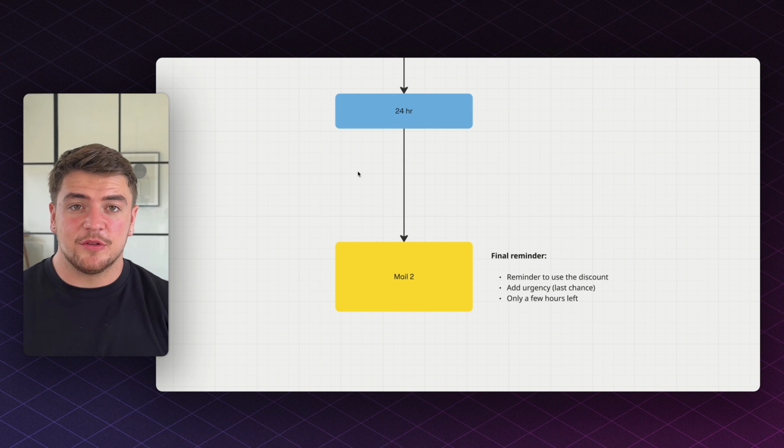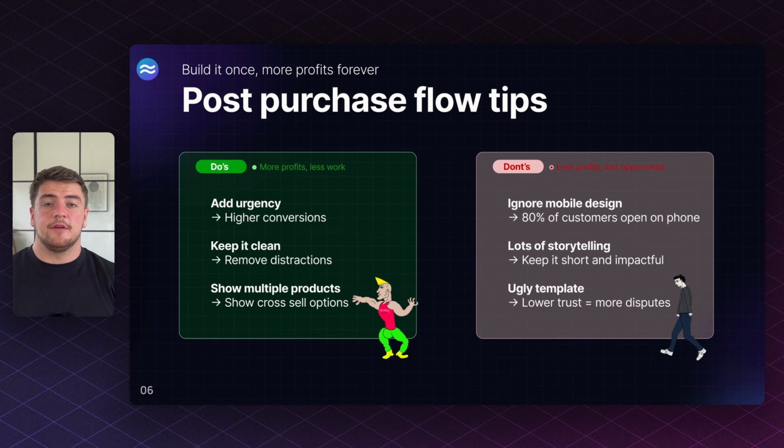So right now I'm going to show you a few tips on how to get more out of your post-purchase upsell flow. Alright, now we know how to build this flow. I'm going to give you a few quick tips on how to increase the conversions out of your post-purchase flow. First, at the left side, you can see all of the things that you can do to increase the conversions. First of all, you have to add some urgency. This will lead to a high conversion rate. Make sure to keep it clean. Make sure that the template looks streamlined without any distractions, because your emails only have one focus, and that is to drive some conversions. And then the last one is show multiple products.